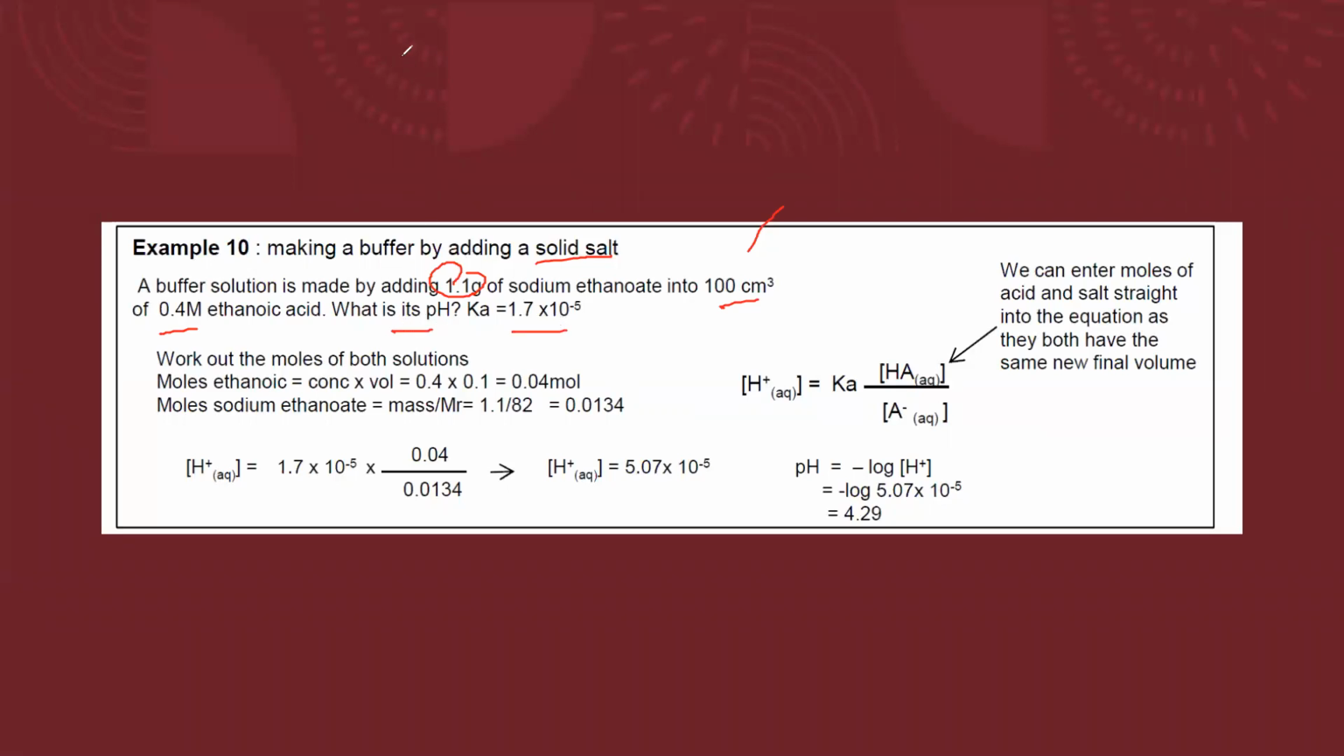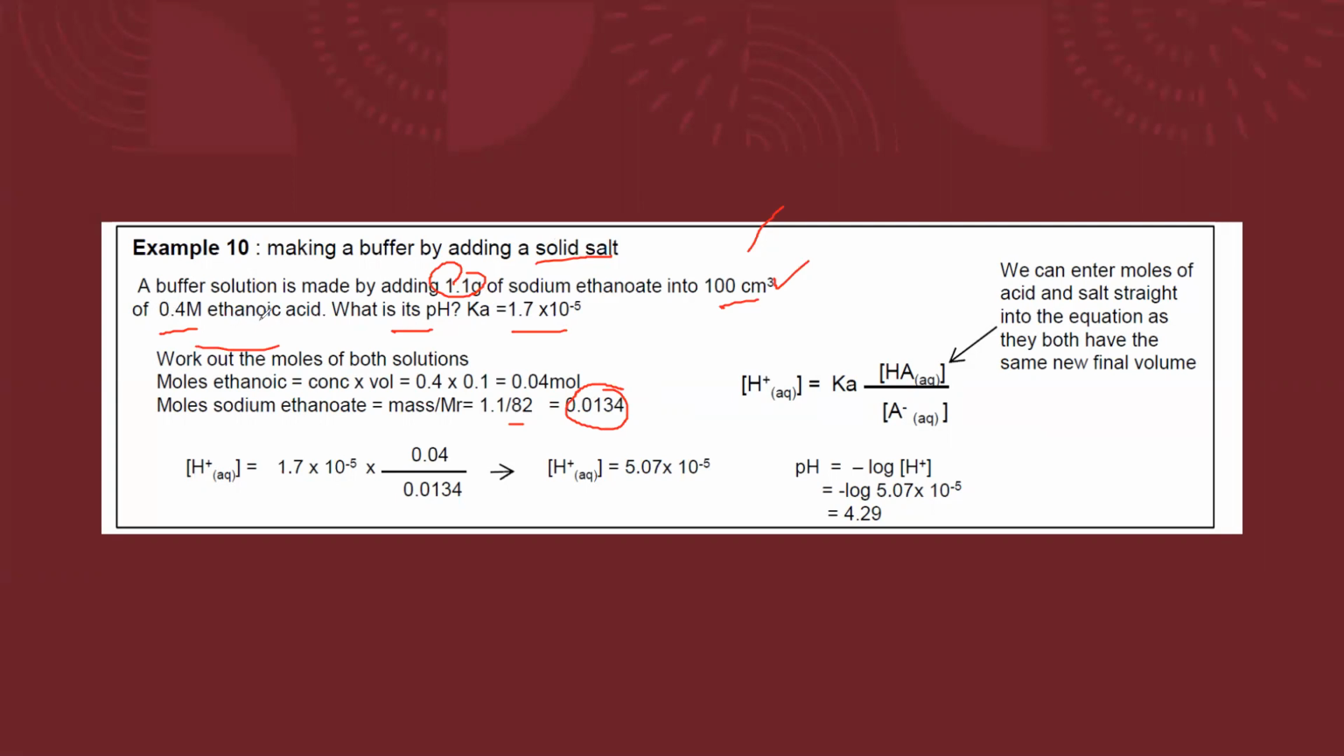So first I can work out the concentration. Moles equal mass in gram over molar mass. So mass in gram is 1.1. I'll divide by the molar mass, which is 82, and I'll get the moles. After getting the moles, divided by volume, I'll get the concentration of sodium ethanoate and the concentration of ethanoic acid. In this case, the acid concentration will remain the same.